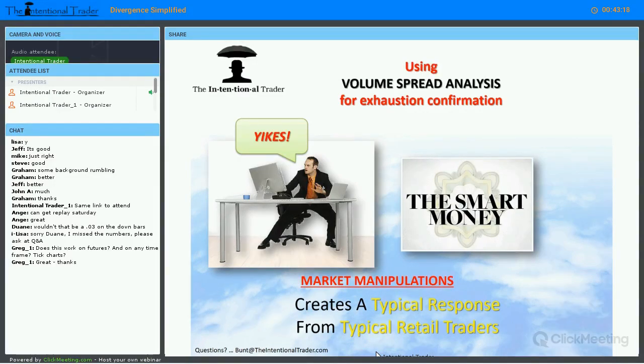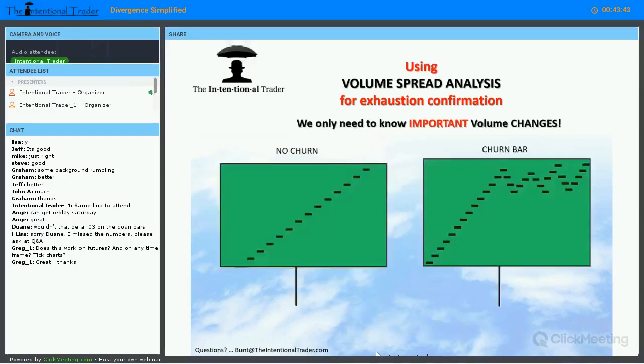It used to be that this was done over hours or days or weeks, before electronic trading. But now it's all done in milliseconds, being able to read this information, because this is all happening during these market manipulations that the smart money is doing to us, right? And they do this for a reason. They create a typical response from us retail traders. So here's a down and dirty quick explanation.